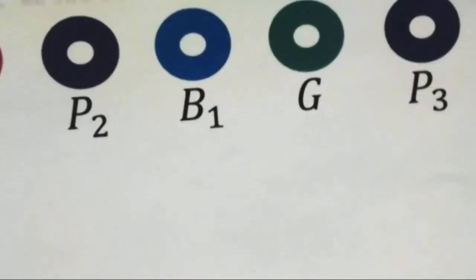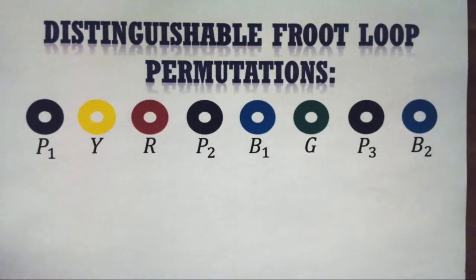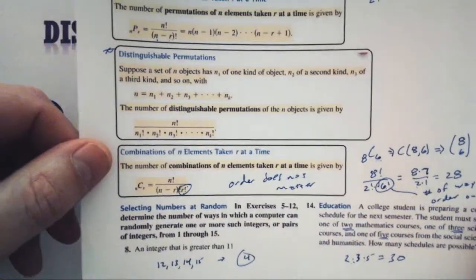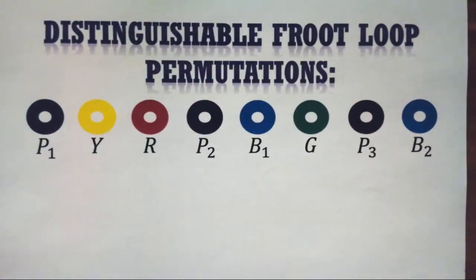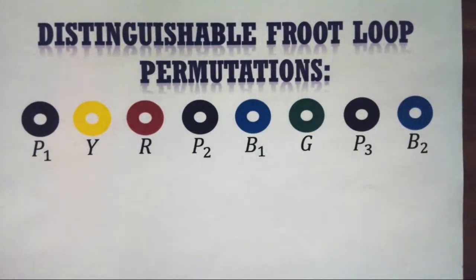I have a separate video on this, but I'm going to go through this pretty quickly here. This goes back to that first page where we talked about distinguishable permutations. And I think this is going to help make sense out of it. So I pour out my Fruit Loops into my bowl. Haven't put the milk on yet, because you always put the milk on after you put the Fruit Loops in the bowl. And I only had 8 Fruit Loops left. 3 of them were purple, 1 of them yellow, 1 red, 2 blue, and 1 green.